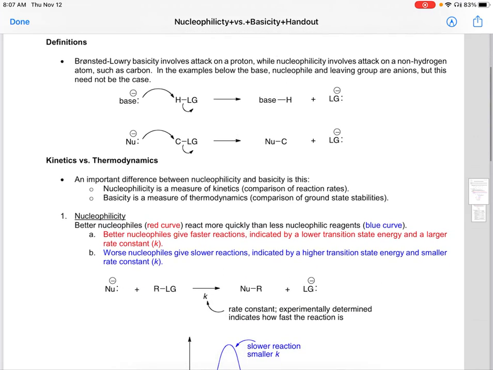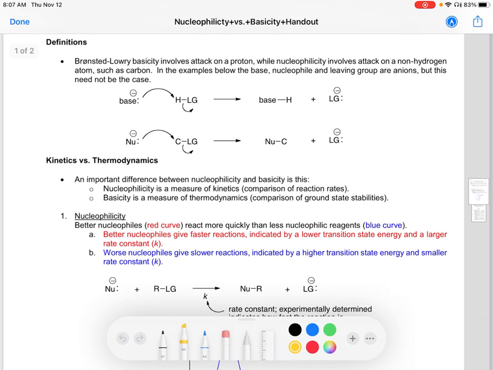So let's start by going over the main difference between bases and nucleophiles. Bronsted-Lowry basicity involves attack on a proton. However, nucleophilicity involves attack on a non-hydrogen atom such as carbon. Down below you can see that our base and our nucleophile look pretty similar. They both have a lone pair and they have a negative charge. However, bases are going to grab onto a proton, whereas nucleophiles are going to attack a non-hydrogen atom, such as carbon. And it will most often be carbon.